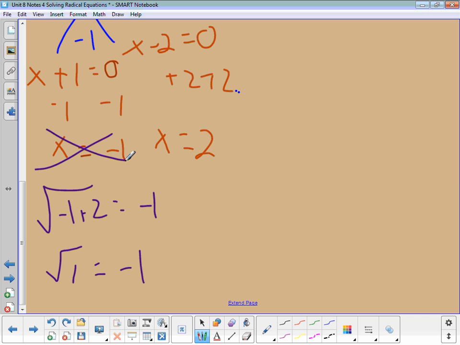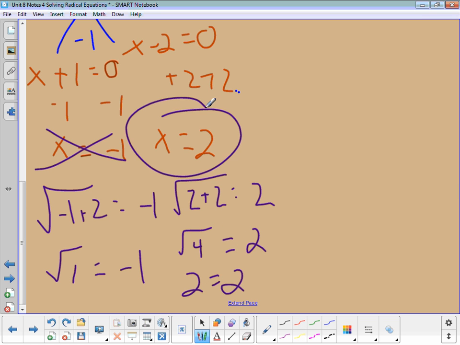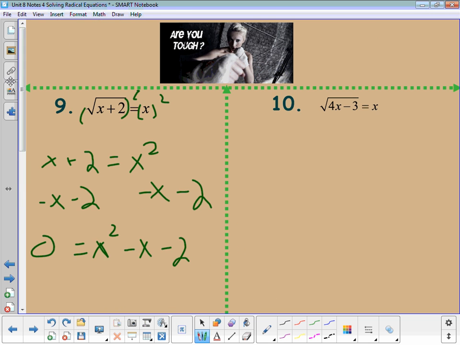Now let's try 2. Okay, so now we have the square root of 2 plus 2 is equal to 2. So we get the square root of 4 is equal to 2. Square root of 4 is 2. 2 is equal to 2. That does work. So our only solution for that one is that x is equal to 2. Let's take a look at number 10.